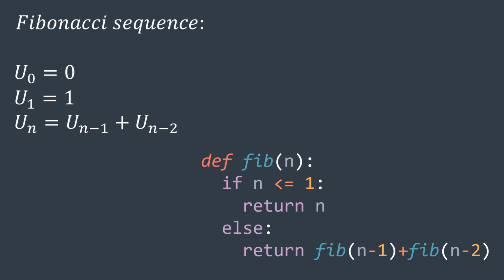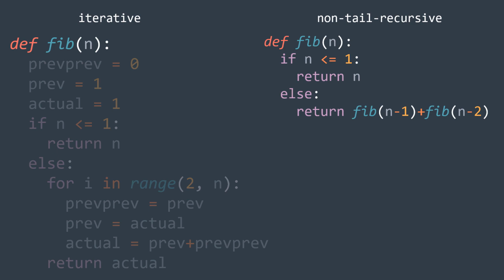Okay, let's start. First of all, let's try to write the iterative function to calculate the nth term of the Fibonacci sequence. The idea is to use three variables, actual, prev, and prev. Actual represents the actual term un, prev represents the previous term un minus 1, and prev represents the before previous term un minus 2. At the beginning, prev represents u0, which is 0, prev represents u1, which is 1, and prev represents u2, which is u1 plus u0, which is 1.